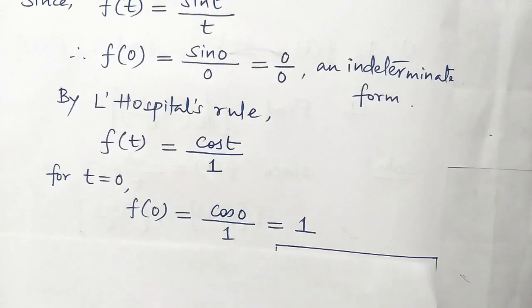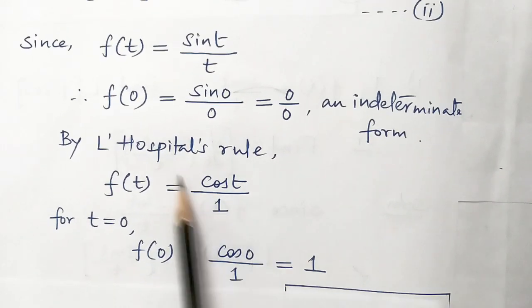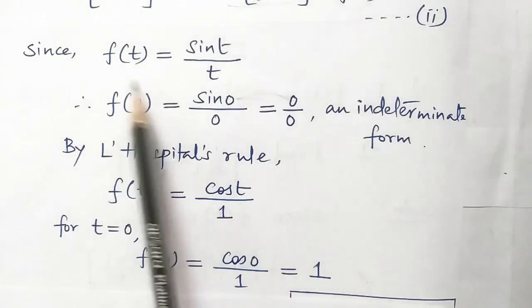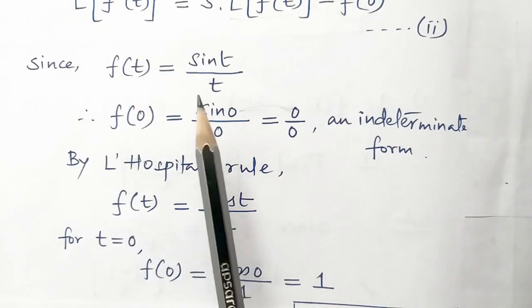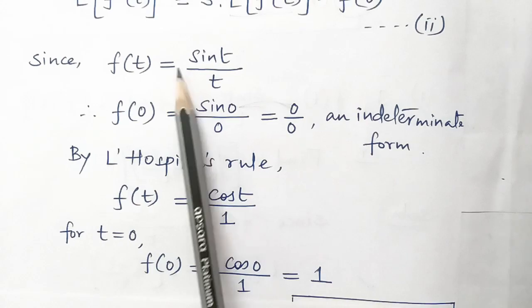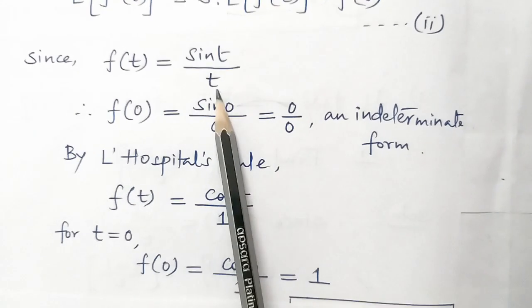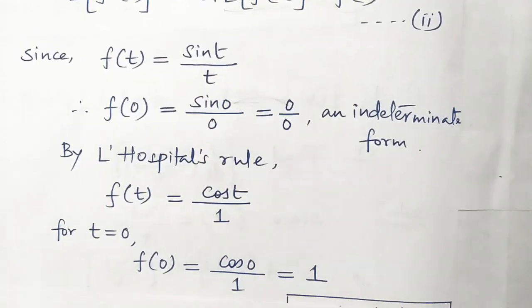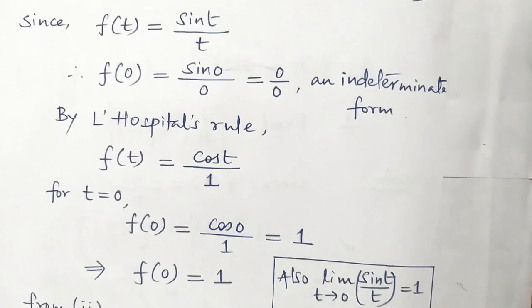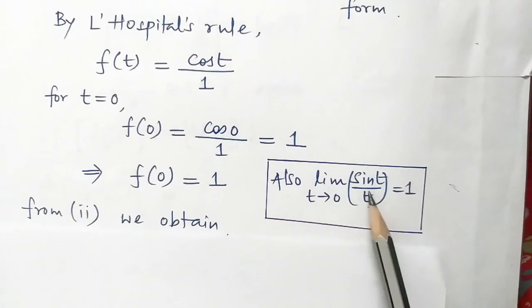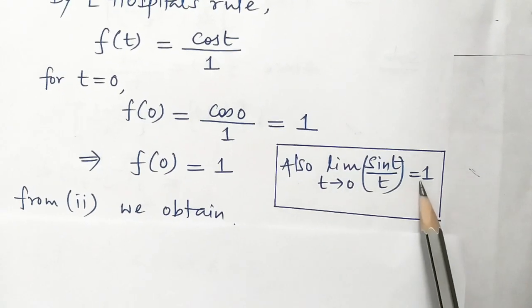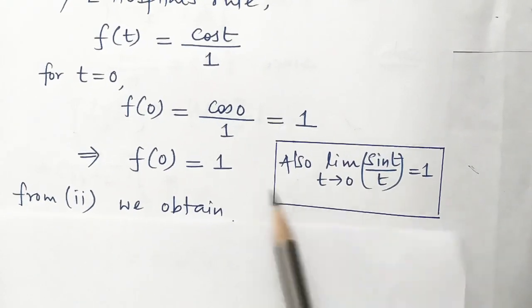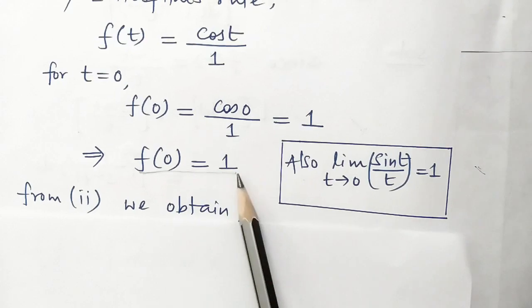Otherwise, if you don't want to apply L'Hopital's rule, consider f of t as sin t divided by t. By using the standard limit, as t tends to 0, sin t divided by t is also 1. Okay, so I have mentioned here, also we can have limit sin t divided by t as t tends to 0 equal to 1. So here we obtain the value of f of 0, which is 1.